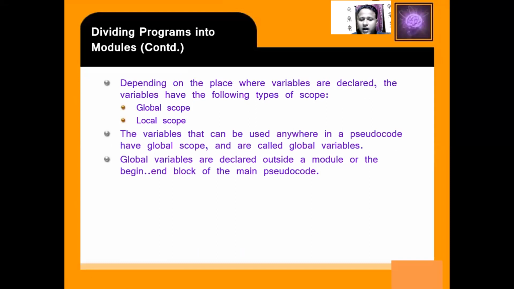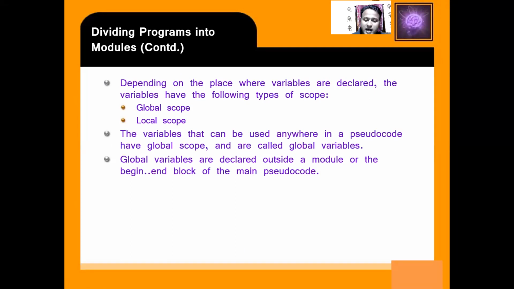Depending on the place where the variable is declared, the variable has the following types of scope. One is global scope, another is local scope. The variable that can be used anywhere in the pseudocode has the global scope. Anywhere you define it, that is called the global scope, and such variables are called global variables.